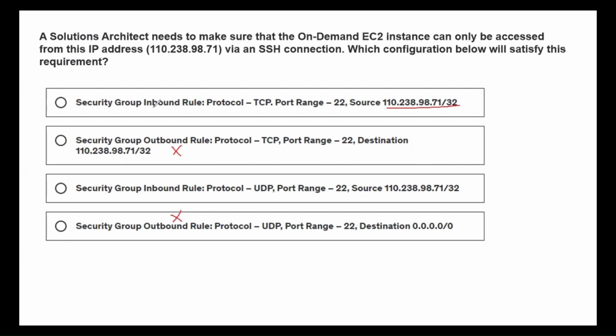Now the choice is basically restricted to these two. Security group inbound rule, protocol TCP, port range 22, source is this. Security group inbound rule, protocol UDP. This is one aspect that will make us eliminate this choice also, because SSH is a TCP protocol, it is not a UDP protocol. Okay, so now we were able to exclude answers 2, 3, and 4, which leaves only choice number 1. That is the correct answer.